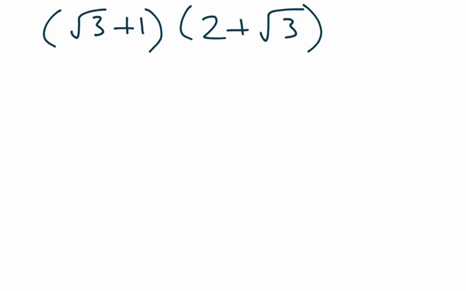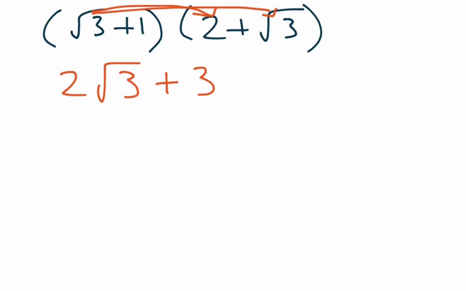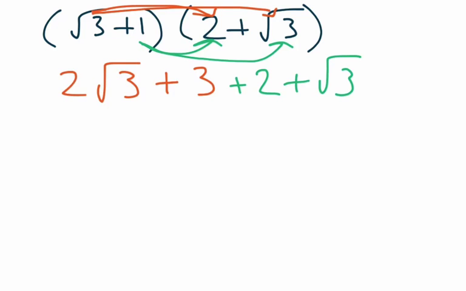Okay, so how did we get on? So root 3 times by 2 would give me 2 root 3. And then root 3 times root 3, remembering that rule, is just simply 3. Coming underneath, 1 times 2 is 2. And then 1 times root 3 is just root 3. So how am I going to simplify this? Collect like terms. I have got a 3 and a 2, which gives me 5.